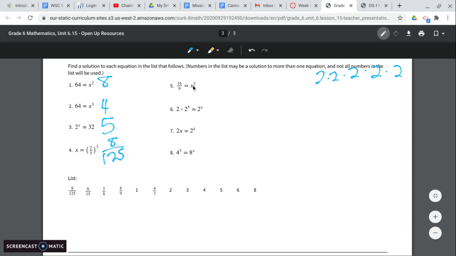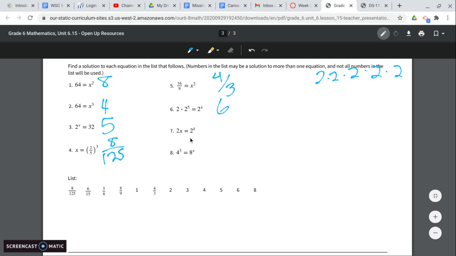So here we want to find what we have to square to get to 16 over 9. What number times itself gives us 16? Well, that would be 4. What number times itself gives us 9? That would be 3. So our answer is 4/3. All right, here we have 2 times 2 to the 5th equals 2 to the what? When we multiply base numbers together, we already have 5 here. Here's another one we're adding, so it's going to be 6. 2 to the 6th would be the same thing.